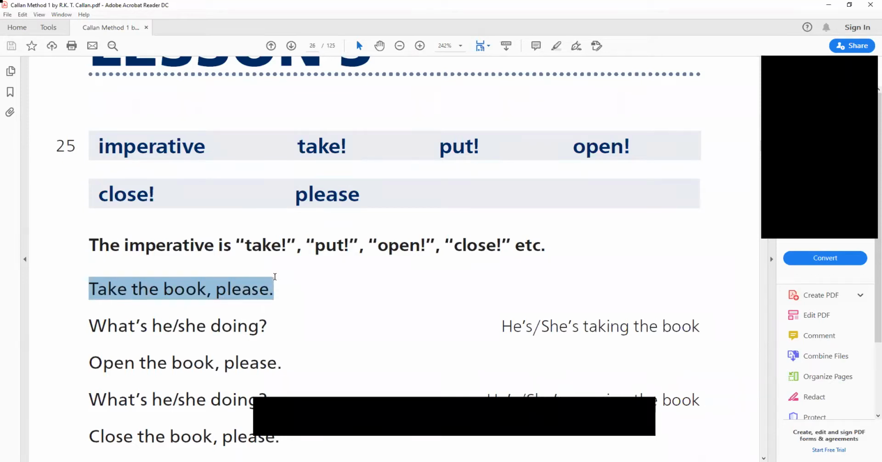Imperative. Take the book, please. What's he doing? Jose Manuel, what's he doing? He's taking the book. Take the book, please. What's she doing? Clemencia, what's she doing? She's taking the book.